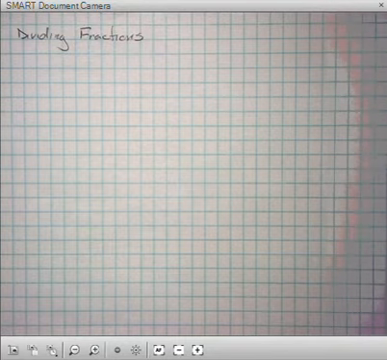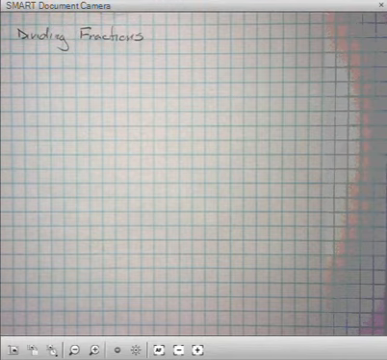Multiplying fractions. You guys did an amazing job with multiplying fractions, and we're going to be building on that today. Today we're going to be dividing fractions.